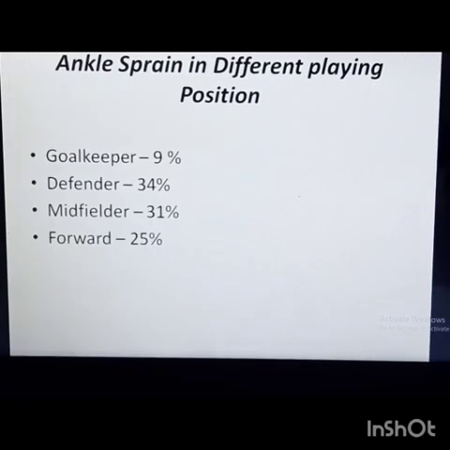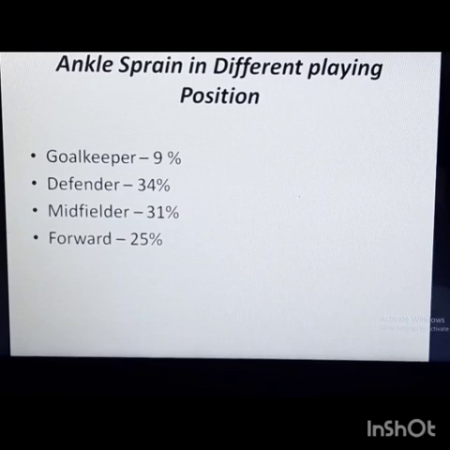Next, what they have found is ankle sprain in different playing positions. Now this is something really interesting. In the two consecutive seasons of the professional footballers, they found that the maximum ankle injury happened in defenders, followed by midfielders, followed by forwards, and the least is goalkeepers, because the defenders in football are the ones who take the maximum number of headers, and they jump, they take headings, and if they don't land with appropriate landing and jumping technique, that leads to injury, followed by midfielders, forwards and goalkeepers.